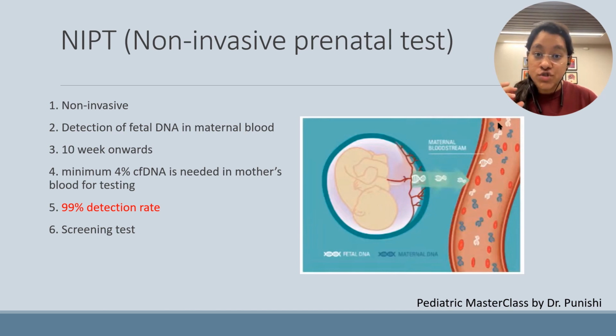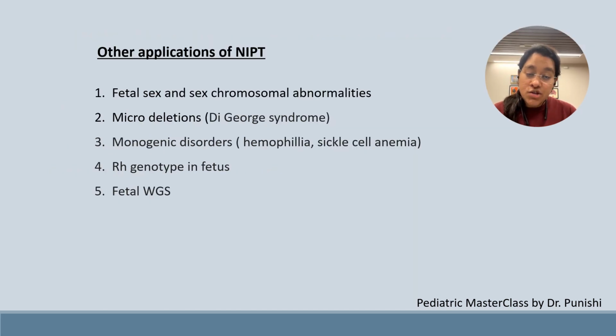Other than just for Down syndrome, other applications where you can use NIPT are to diagnose the fetal sex and sex chromosomal abnormalities. More intricate chromosomal disorders like microdeletions, like in DiGeorge syndrome, monogenic disorders like hemophilia, sickle cell anemia. Rh genotype of the fetus, especially if the mother is Rh negative, if you want to rule out the possibility of isoimmunization in the fetus.